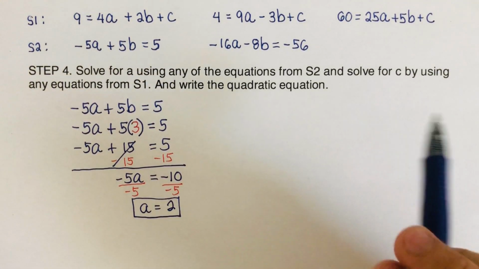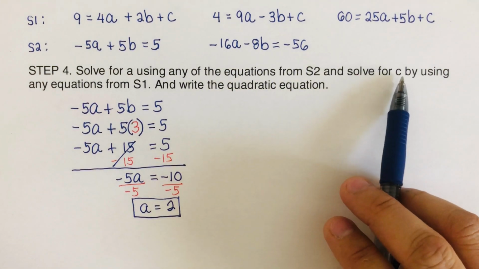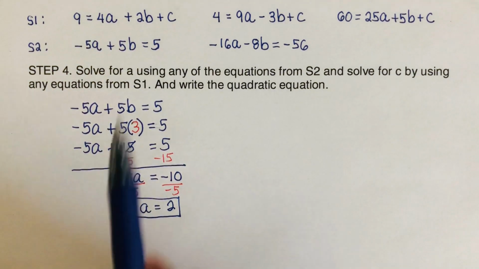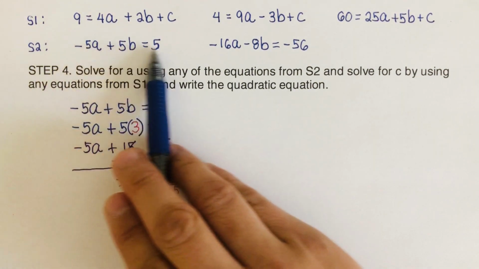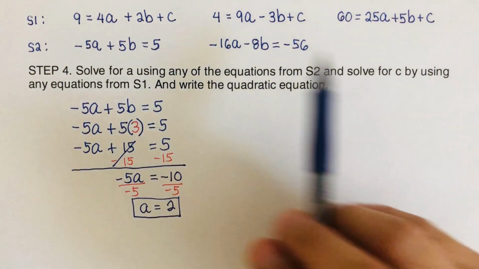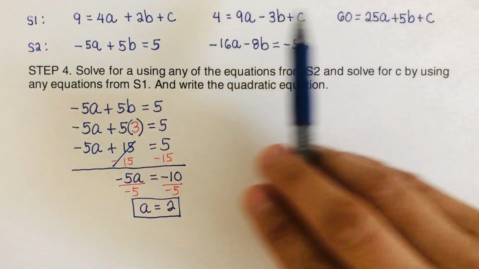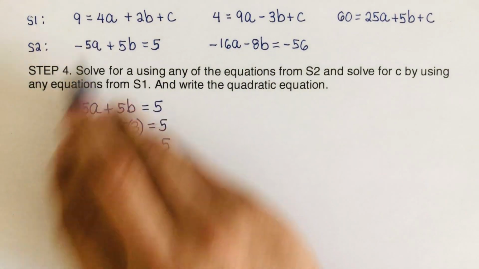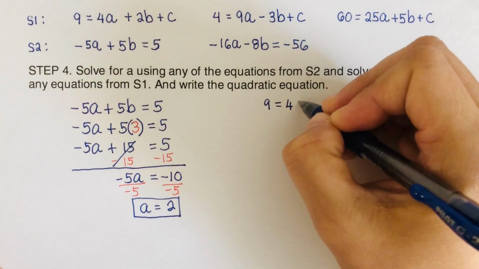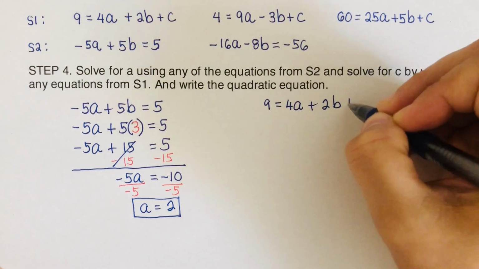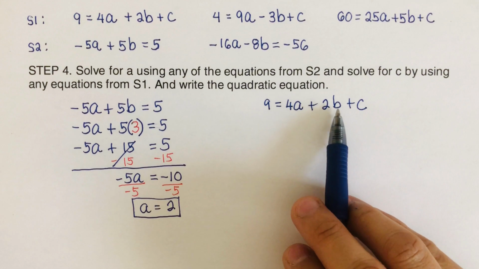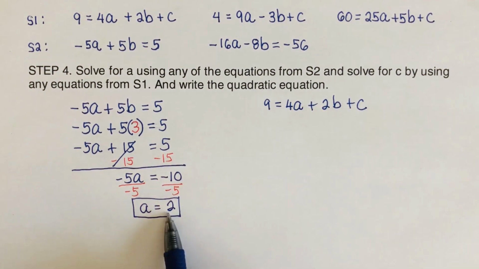Now, the other part of this is that we're supposed to solve for c using any of the equations from step 1. To solve for a, we were supposed to use any of these two equations. To solve for c, we are supposed to use one of the 3 equations from step 1. So let's just use the first one right here. That would be 9 equals 4a plus 2b plus c. We already figured out that the b was 3 and the a was 2, the one that we solved here.